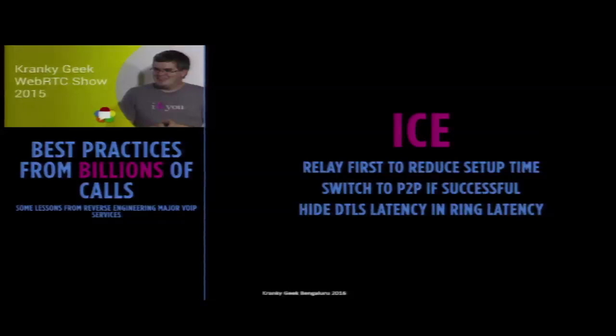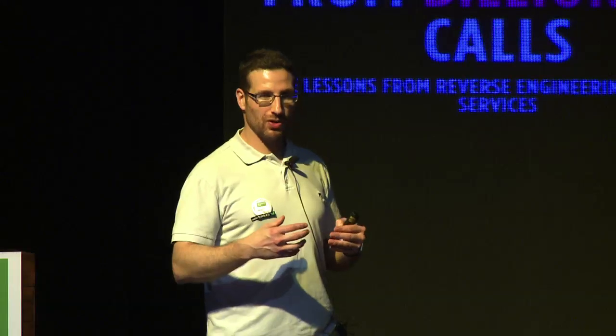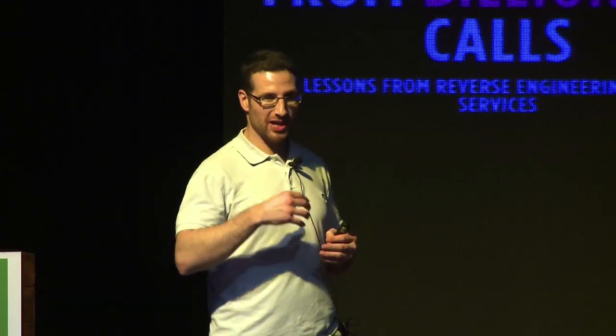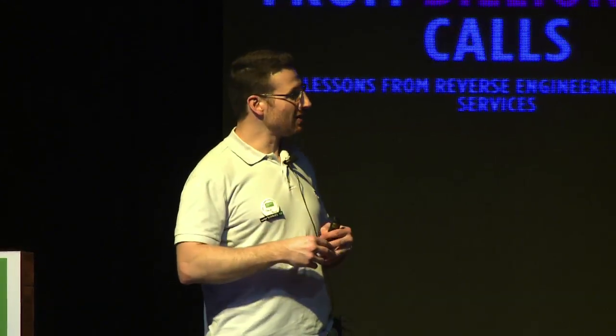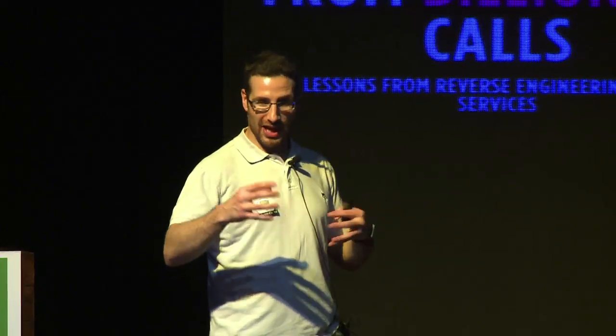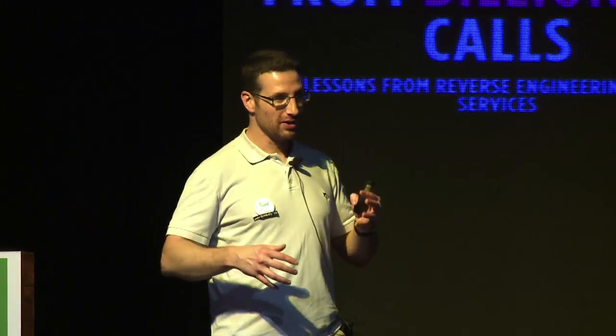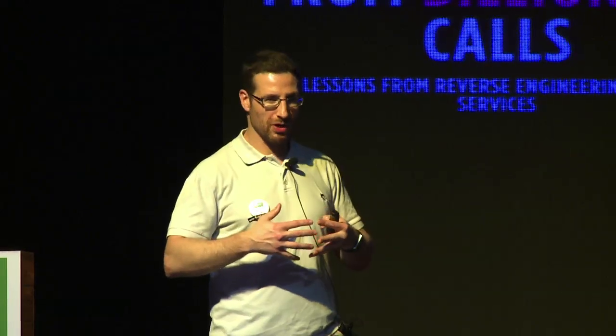But the idea here is that you already know the address of your TURN server because it's public and predefined. You can decrease the call setup time by connecting to the TURN server first, and then allowing the ICE process, which gathers all the candidates that I showed before, to figure out the best way to see if you can do a peer-to-peer connection. So this is called relay first. You can do this to help reduce the setup time and improve reliability.